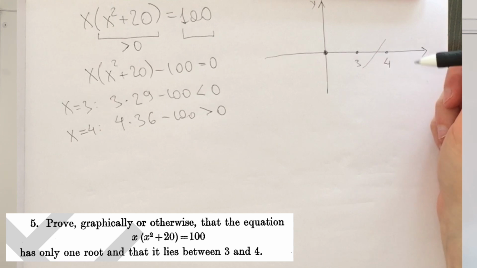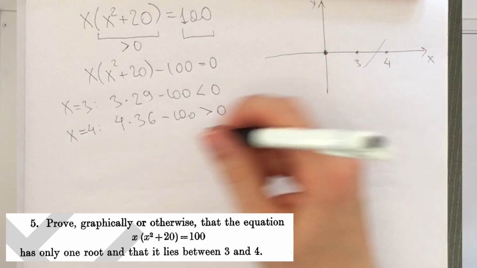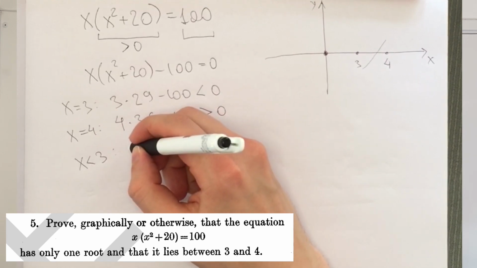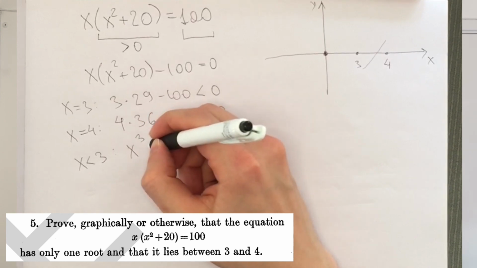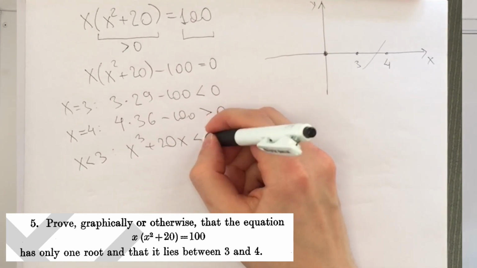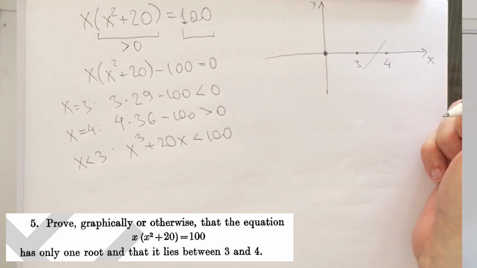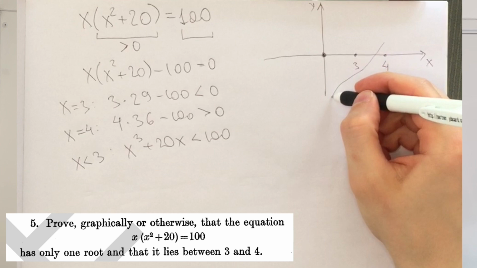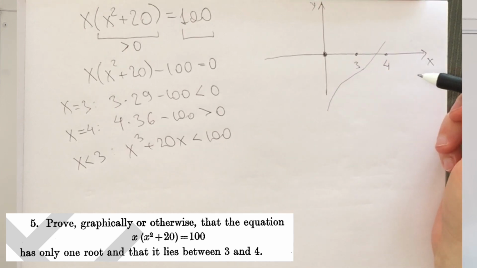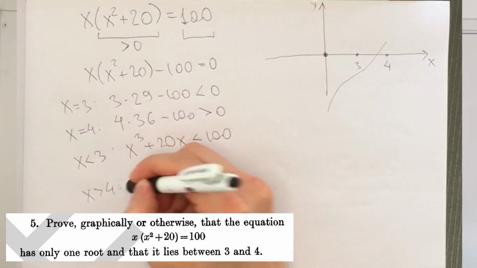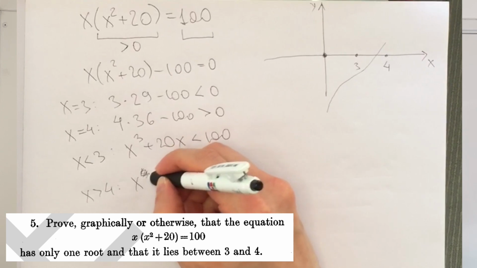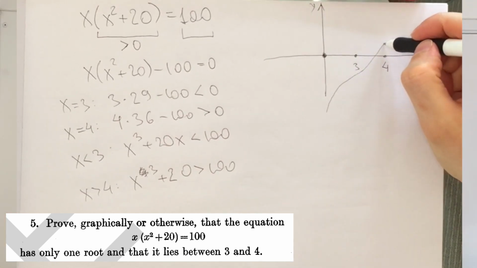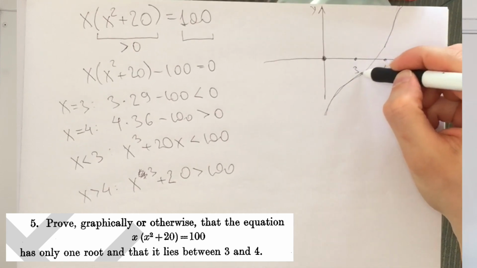Now, how do we understand that there are no other roots? Well, I think that for x less than 3, this product, x cubed plus 20x, will always be less than 100, right? That seems plausible. So basically, once we go past 3 in the left direction, we will always stay negative. And then if we go beyond 4, we'll always be more than 100. So x cubed plus 20x will be more than 100, and it will fly off to infinity in the positive direction. So the graph looks something like this, I suspect.